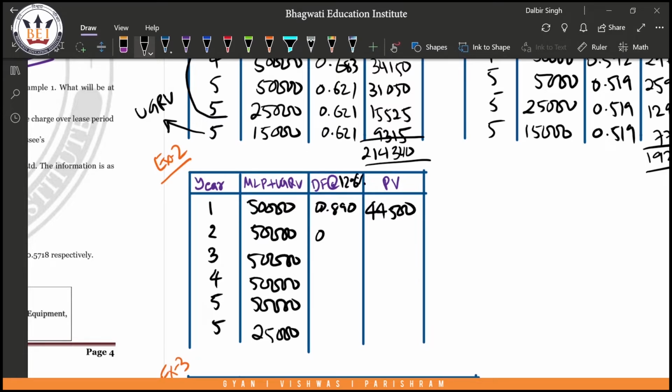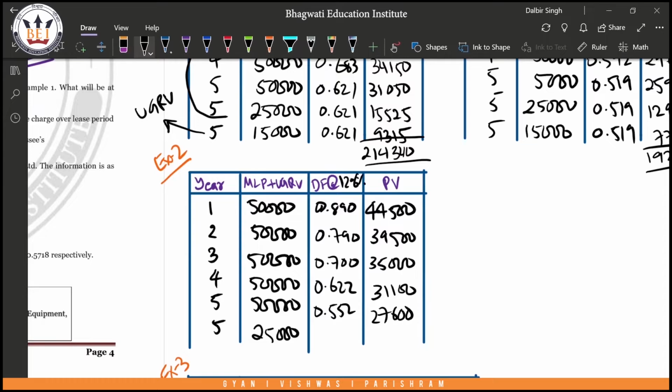The next is 0.790. You have 39,500. Then you have 0.700. Then you have 35,000. You have 0.622. You have 31,100. You have 0.552. And you have 27,600. Then you have the same thing, because 5 and 5, it's going to be the same thing.